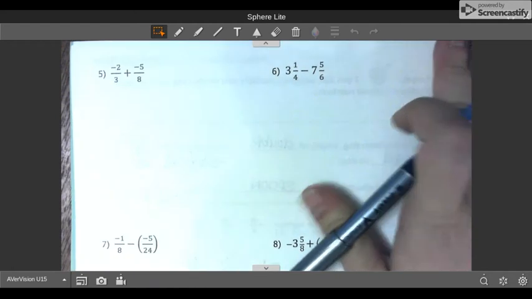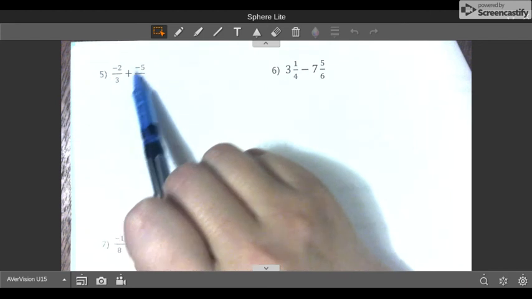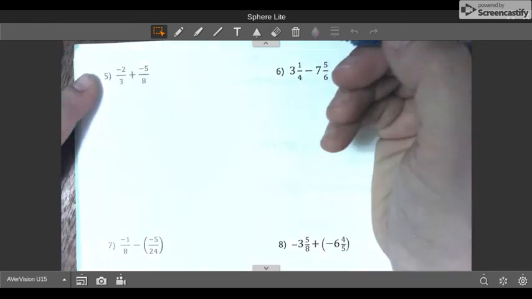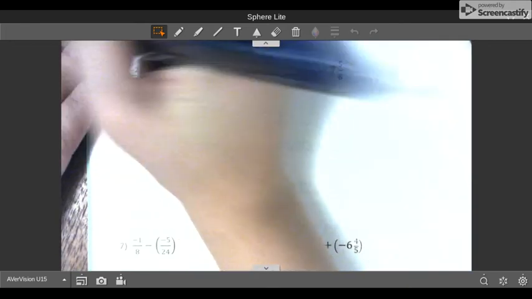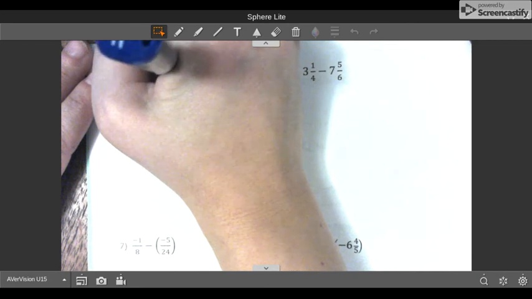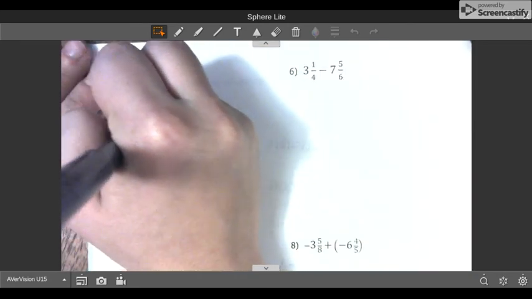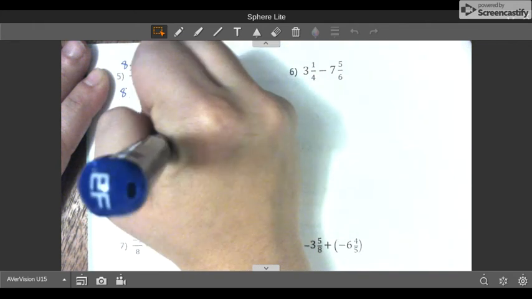Now this one is problematic. There's a negative sign here that we're going to bring out in front. There's double signs, and they don't have a common denominator yet. So first I'm going to make them have a common denominator of 24. So multiply that by 8 and multiply these by 3. So then I have negative 16 over 24, and this is going to be 15 over 24.